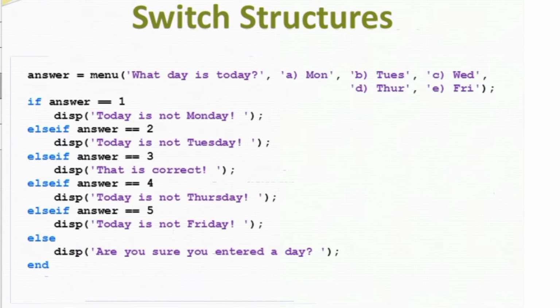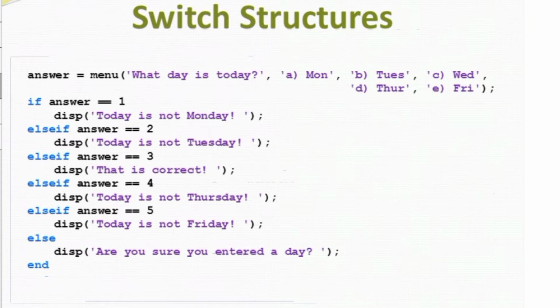All right, let's take a look at an example of a switch structure. To start out with, we're going to look at an example that we saw at the end of the if structure video. Here we have the example where we're asking the user what the current day is. We use a menu statement, what day is today, giving them the options of Monday, Tuesday, Wednesday, Thursday, and Friday. Then we saw we could have an if structure, which goes through and checks to see what button the user had pressed.